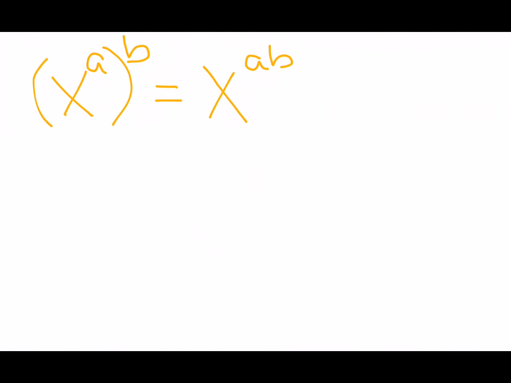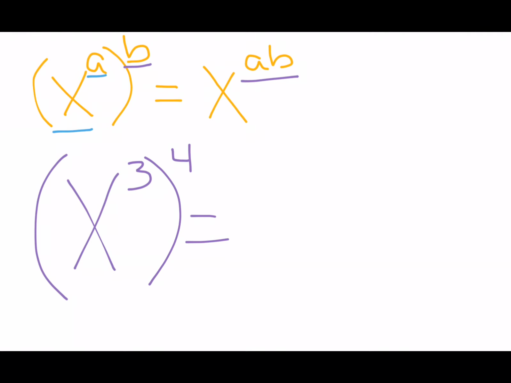Alright, the next rule. I have a base, x, and it's raised to a power a, and then it's in parentheses, and it's also raised to another power on the outside, b. When this happens, you multiply the two powers together, a times b. Let's look at an example. Alright, the example is x cubed to the 4th power. So it would be x to the 12th power. It would just be 3 times 4.